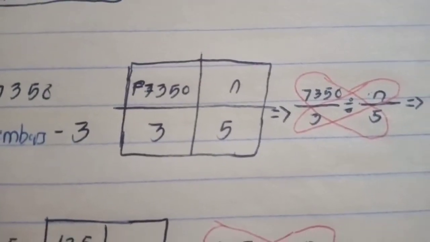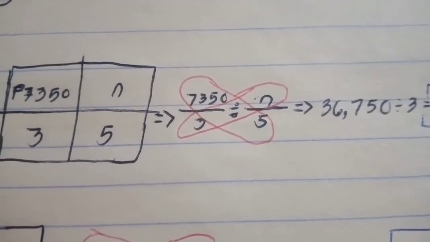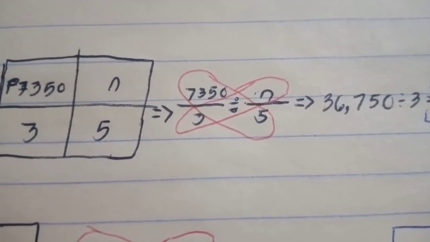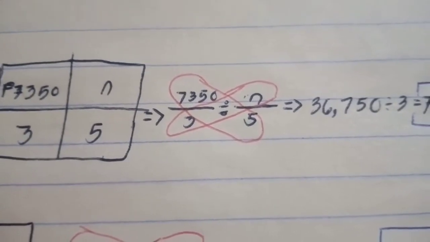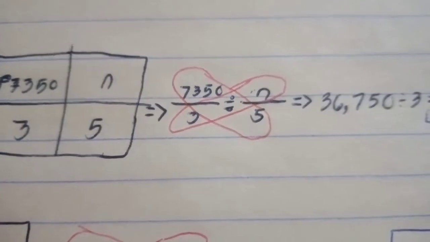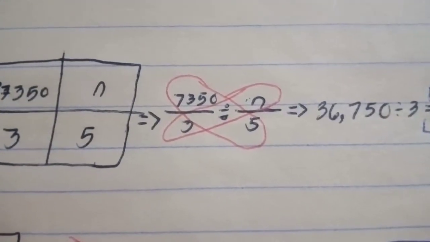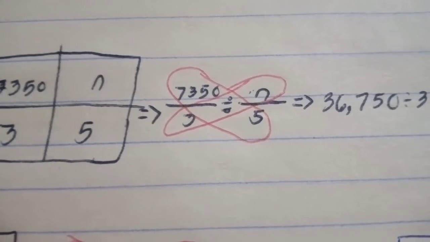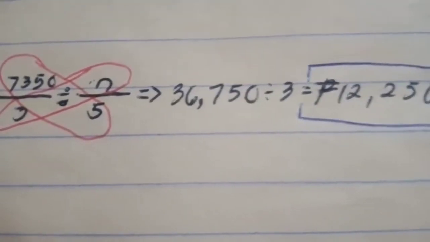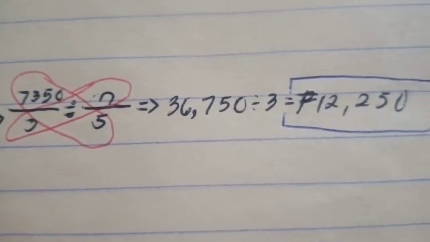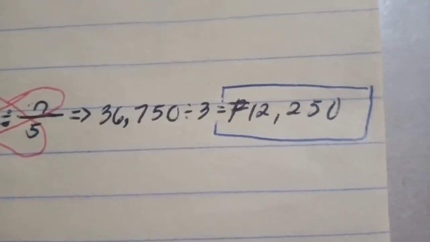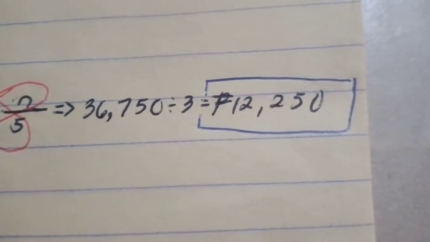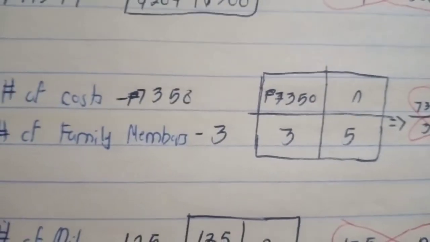And that is n. We will then make a proportion by the given, 7,350 over 3 equals n over 5. By using cross multiplication, we multiplied 3 by n, which gives us a result of 3n, and multiplied 7,350 by 5. We then get a result like this, 36,750 divided by 3. We will then have a quotient of 12,250 as a result, meaning that it takes 12,250 pesos to feed a family of 5 within a week.